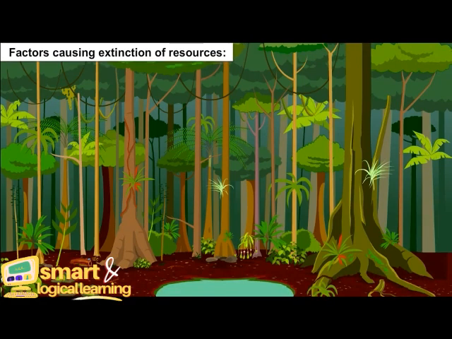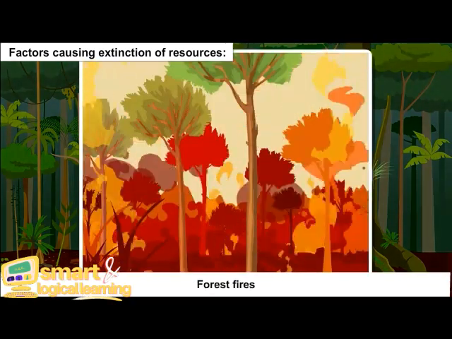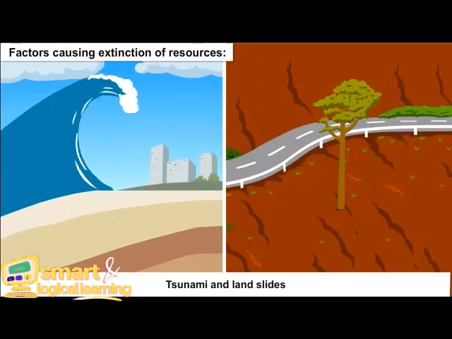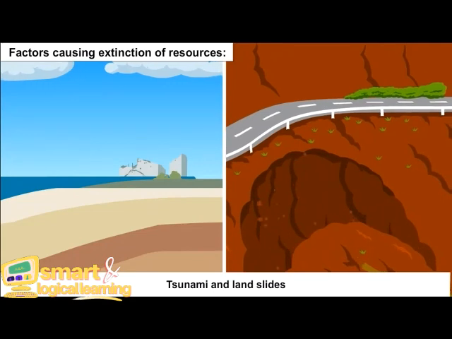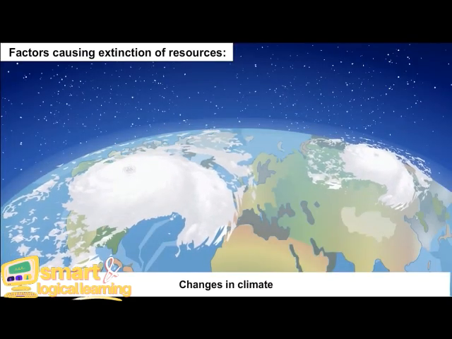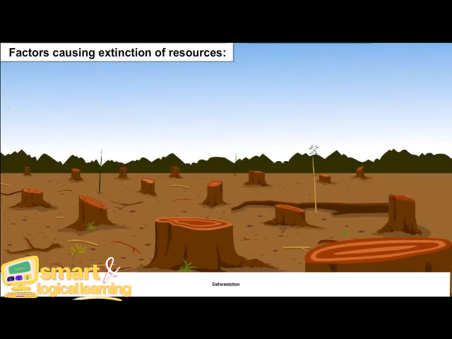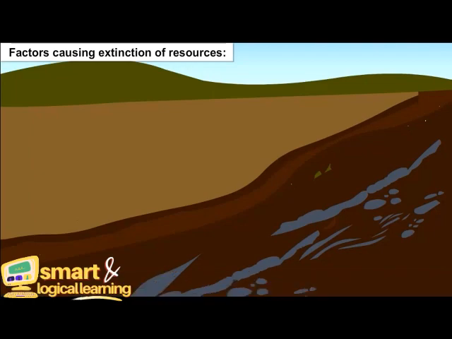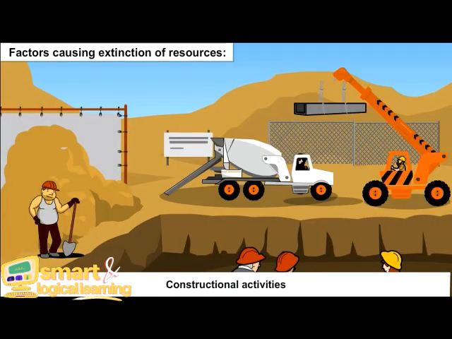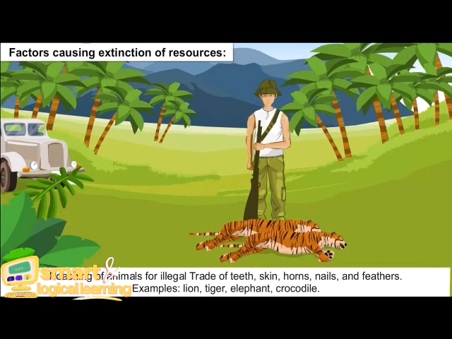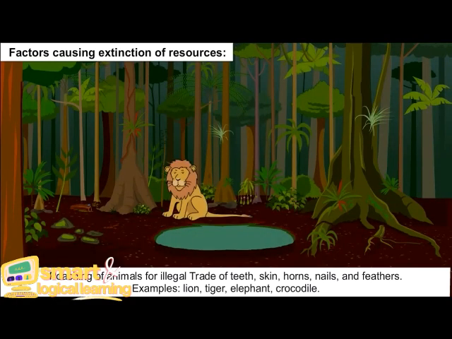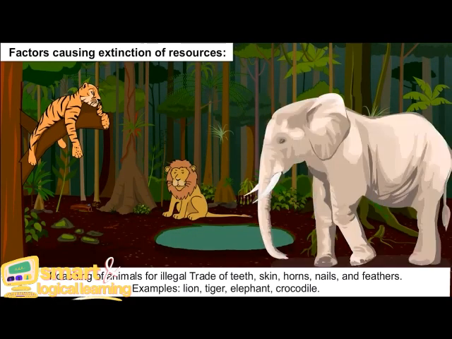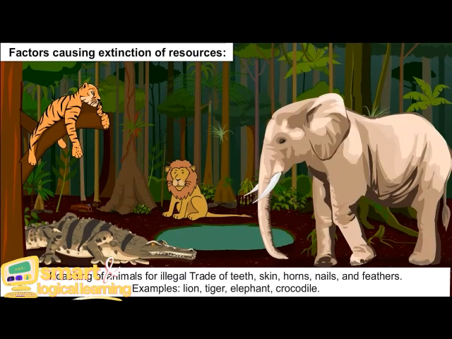Factors causing extinction of resources: forest fires, tsunami and landslides, changes in climate, human interference, deforestation, soil erosion, constructional activities, poaching of animals for illegal trade of teeth, skin, horns, nails, and feathers. Examples, lion, tiger, elephant, crocodile.